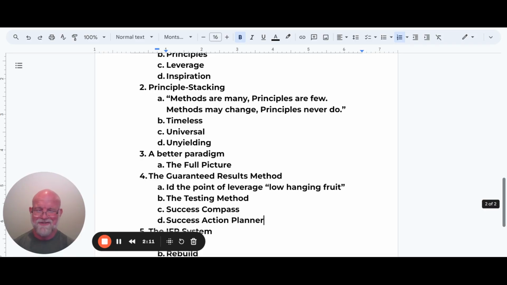And so I got another quote for you. So methods are many, principles are few. Methods may change, principles never do. Why does that matter? Okay, lots of people have methods, they have protocols, they have pathways that they follow, but from my observation, very few follow principles. And principles, what are principles? Principles are timeless, meaning that they're not going to go away. They're universal, meaning that they apply to everyone, and they're unyielding. If you try to resist a principle, you're not going to succeed very well.